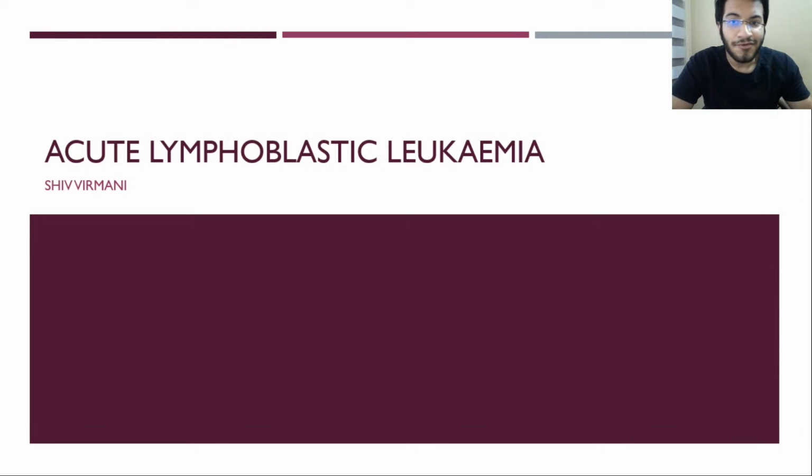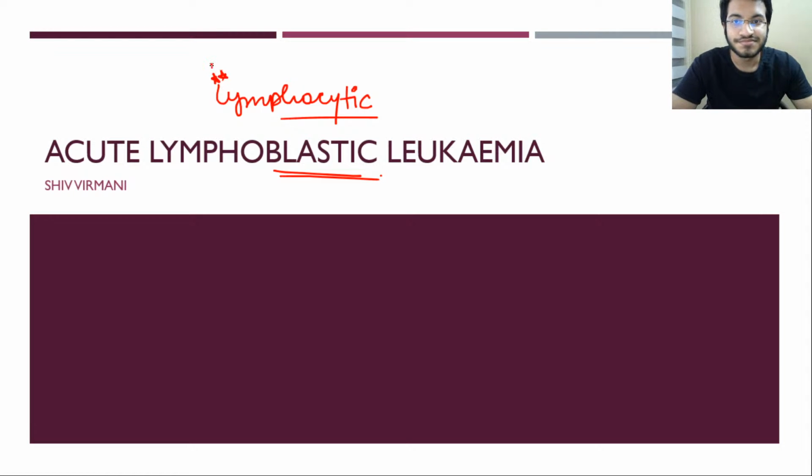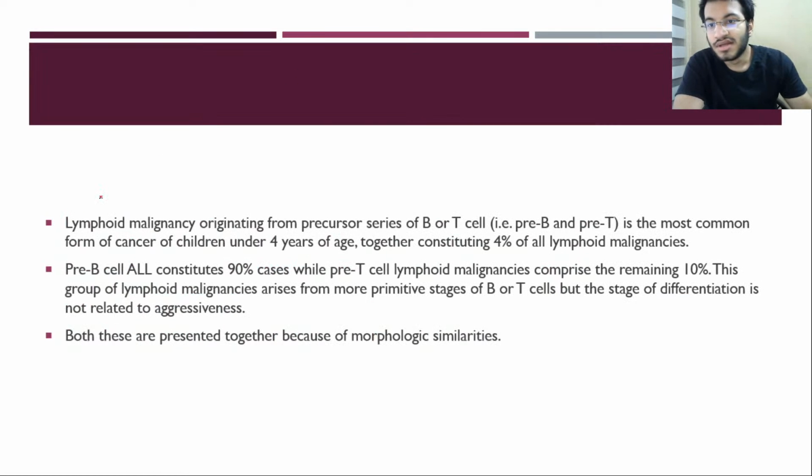Acute lymphoblastic leukemia, and the chronic one is called chronic lymphocytic leukemia. So basically lymphoid malignancy originates from the precursor series of B and T cells, right? These are the only two cell types in the lymphoid series.